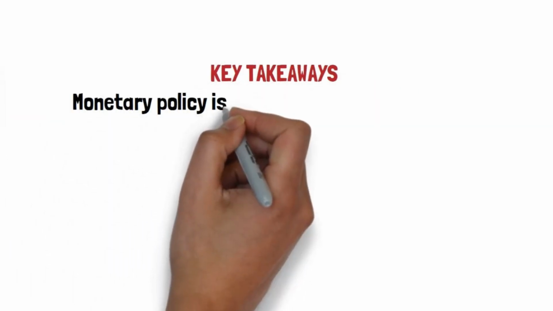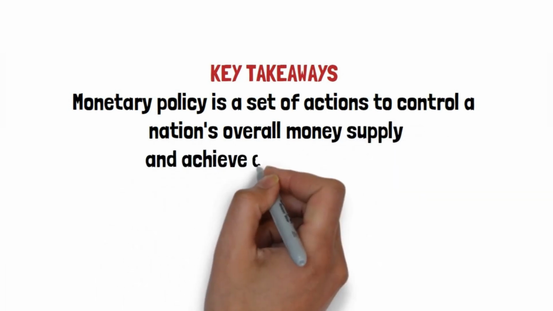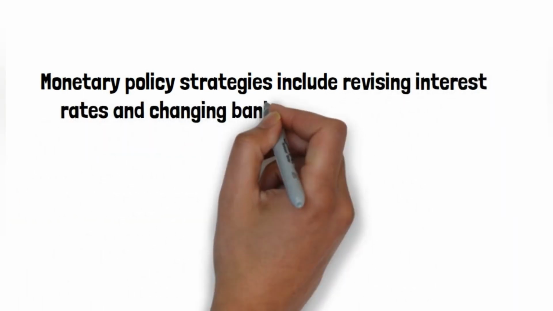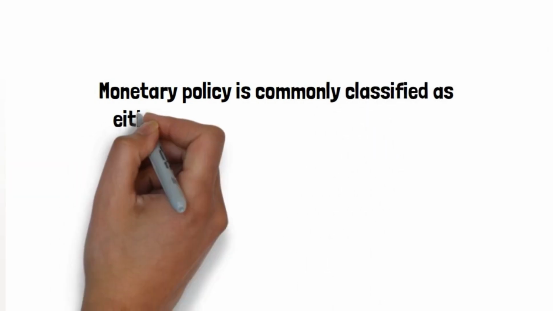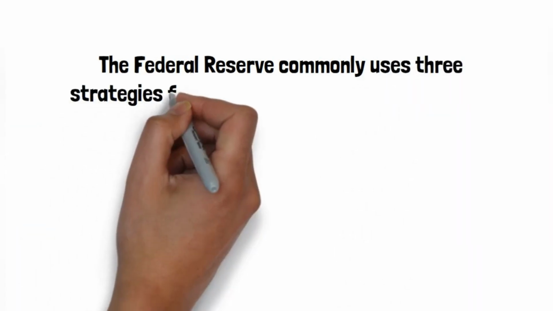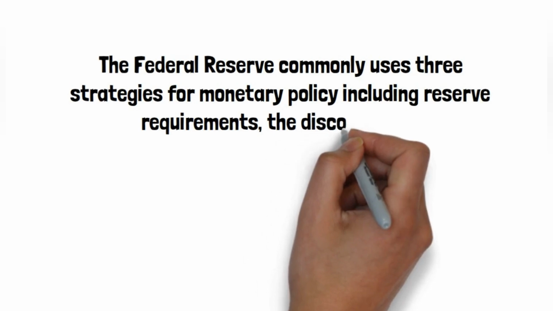Key takeaways. Monetary policy is a set of actions to control a nation's overall money supply and achieve economic growth. Monetary policy strategies include revising interest rates and changing bank reserve requirements. Monetary policy is commonly classified as either expansionary or contractionary. The Federal Reserve commonly uses three strategies for monetary policy including reserve requirements, the discount rate, and open market operations.